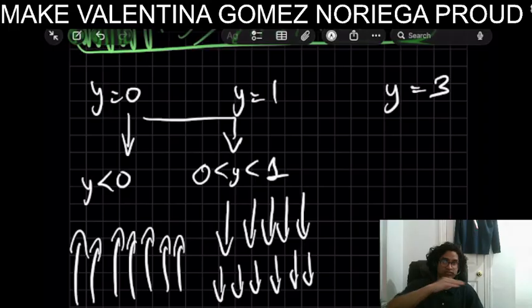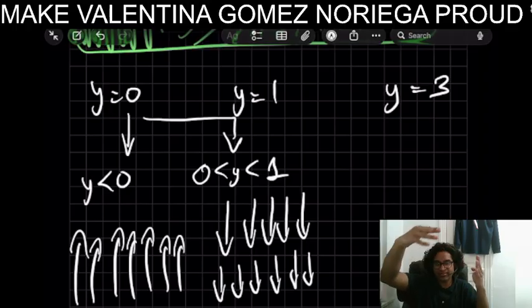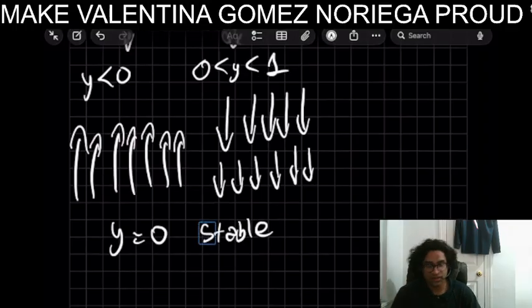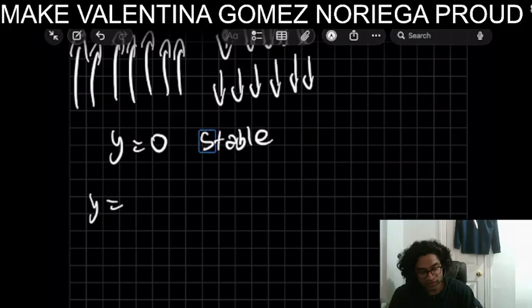But because the ones below are going above and the ones above are going below, it's going to connect. It's going to intersect at some point. And because it intersects, that y is equal to 0 is stable. Y is equal to 0 is stable. Khalas.